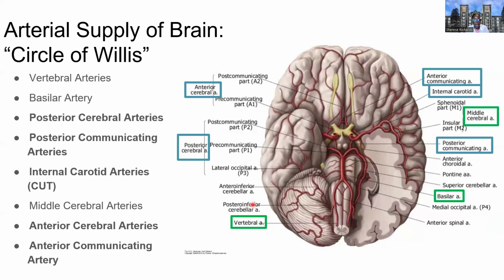Okay, let's talk about the circle of Willis, right? I'm going to take a brief pause here to see. Okay.